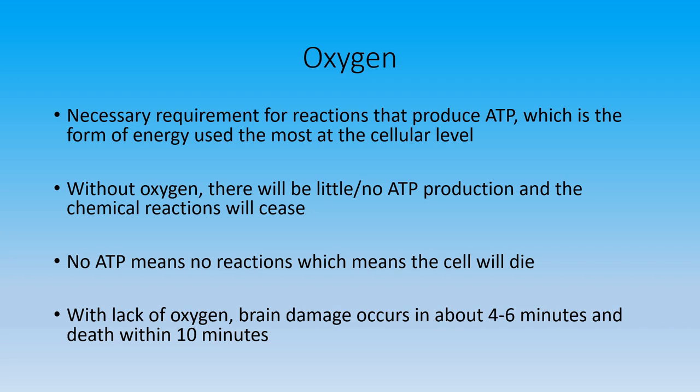In some cases, you would have a small amount, but not enough to sustain life at the cellular level, much less the whole organism level, for long periods of time. So you don't have the energy, which means the chemical reactions will cease. If there's no ATP, there's no chemical reactions. If there's no chemical reactions, that means the cell's going to die. With the lack of oxygen, brain damage occurs on average anywhere between 4 to 6 minutes. With no oxygen, brain damage starts occurring, and usually within 10 minutes, the entire organism, in this case the human, will die.